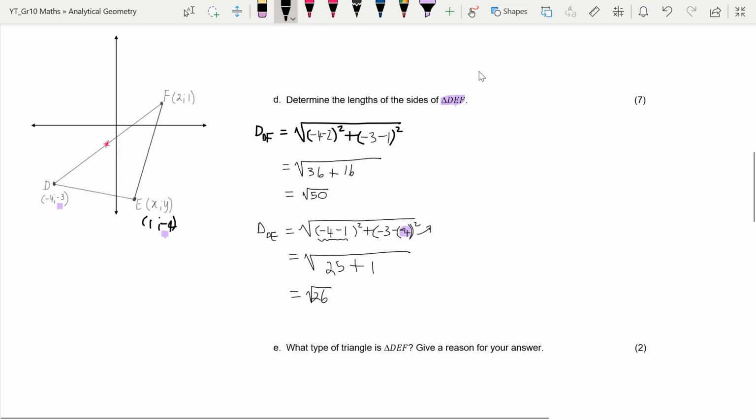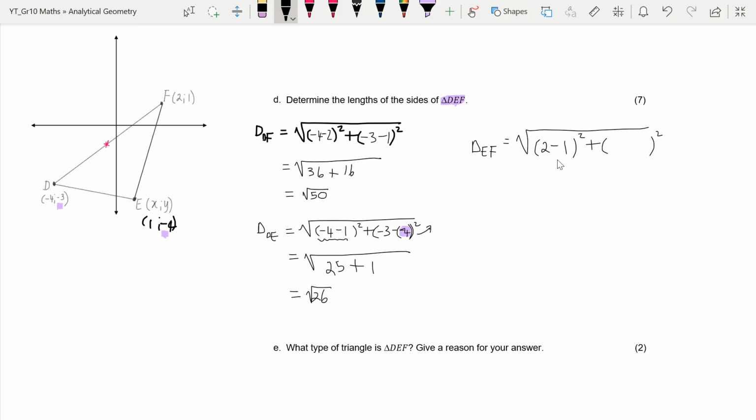One more. The distance of line EF. Let's substitute that in carefully. Getting good practice in for the distance formula. So I'm taking my 2 x values and subtracting them, and then I am taking my y values and subtracting them. Again, I'm taking away a value that is already negative. Now we just need to simplify that carefully.